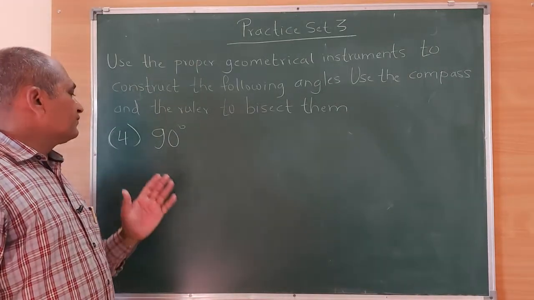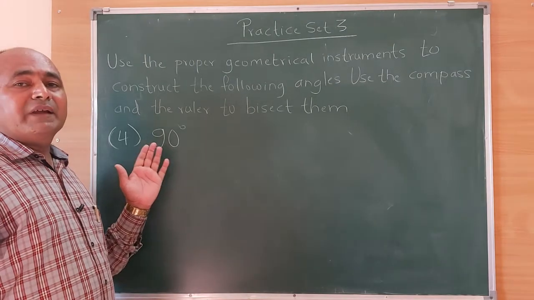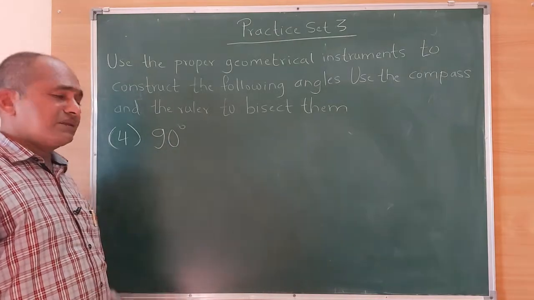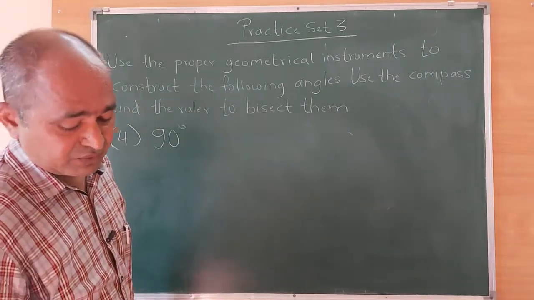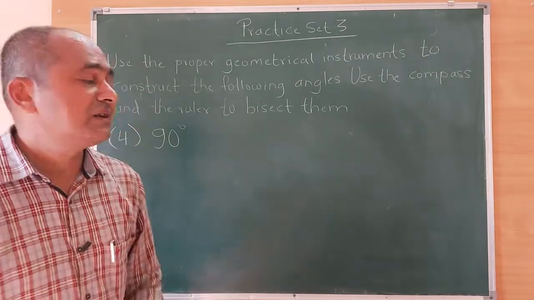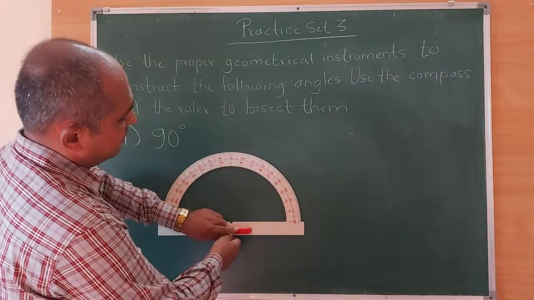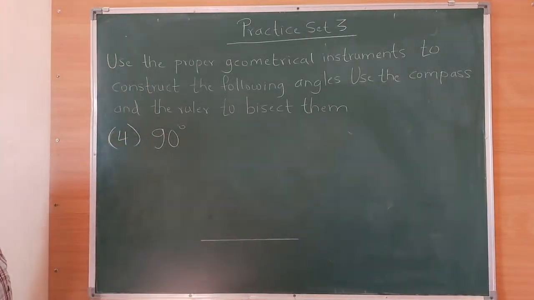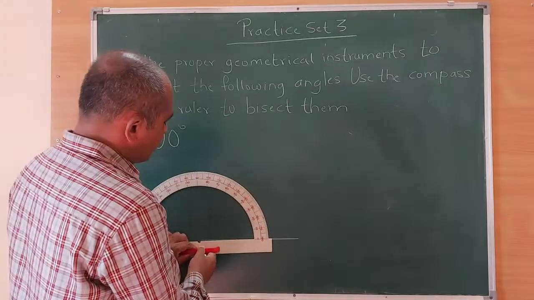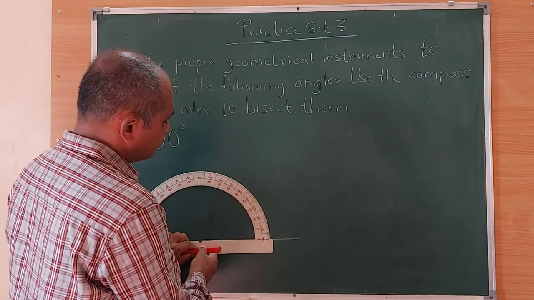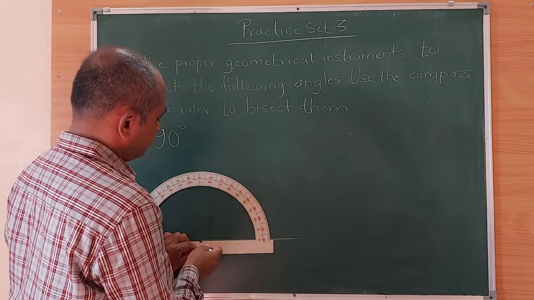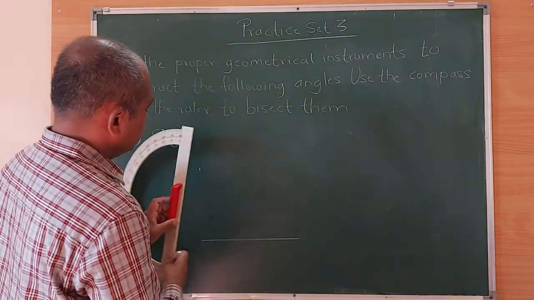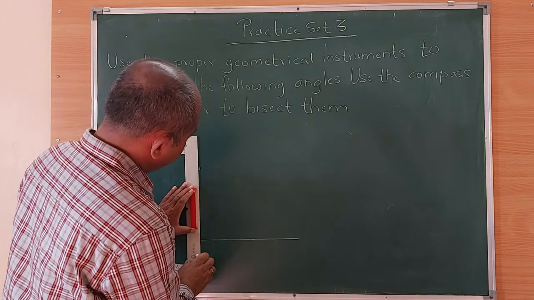And the last one, that is the fourth, we are told to draw an angle which measures 90 degrees and bisect it. So 90 degrees means a right angle. So you know that the angle which measures 90 degrees is a right angle. Okay, I'll draw one arm here with the help of the protractor itself, and I will mark a point of 90 degrees here, and then I will join these 2 points.